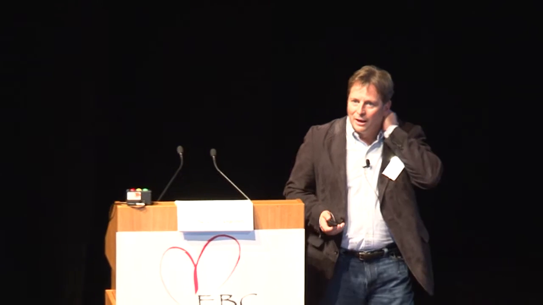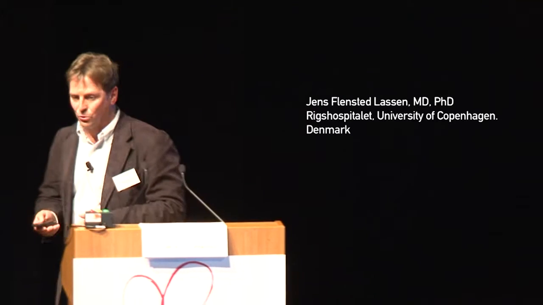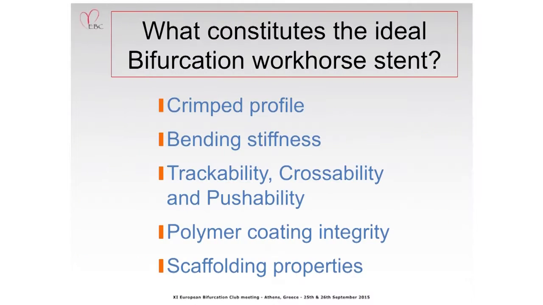We are very interested in having a discussion on how we use the devices when we are going to do bifurcation. What is the capability of a good workhorse? Some of them are the crimp profile, how is the diameter when we need to cross lesions, and what is the stiffness if the vessel is tortuous and you need to have a bend pretty close to 90 degrees through a stent. What is the trackability, the crossability, and the pushability?